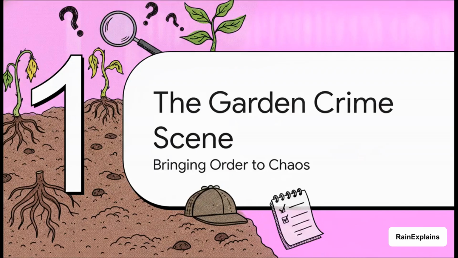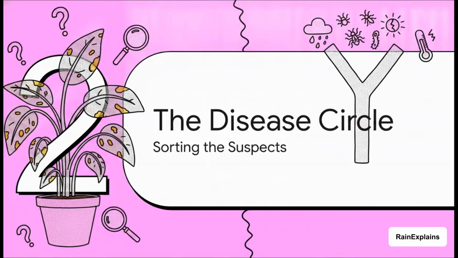Section 1. The Garden Crime Scene, Bringing Order to the Chaos. Section 2. The Disease Circle Model, Sorting the Suspects.